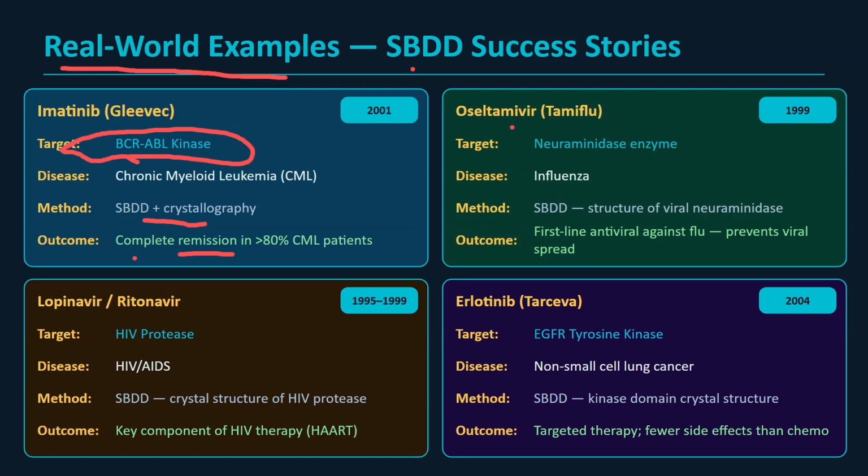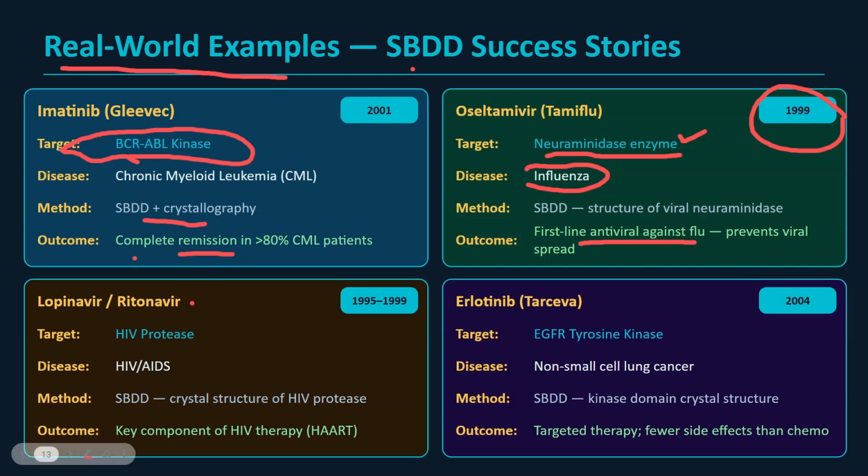Another is Tamiflu, which is also known as oseltamivir, from 1999. Here the target protein is the neuraminidase enzyme. The 3D structure was solved, and structure based drug designing was used to design the drug against influenza by targeting this enzyme, and Tamiflu prevents the virus from spreading. So this is the first line antiviral against the flu.